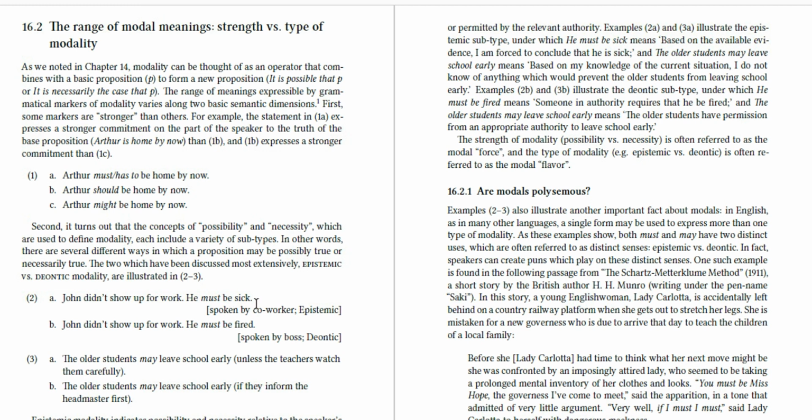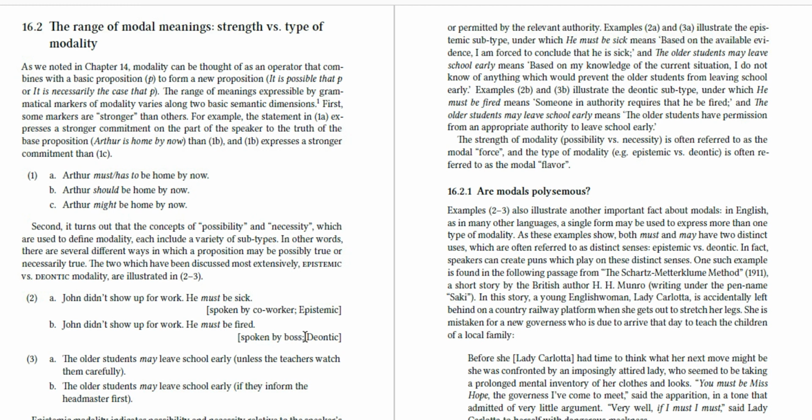So I am his friend and I'm telling others he didn't come to work because he is, for sure, sick; I can guarantee that. So that's the level of epistemic, because I could recognize to what extent he can be absent, or in what conditions or cases he could be absent. Here we have number B: John didn't show up for work. He must be fired. So that's called deontic.